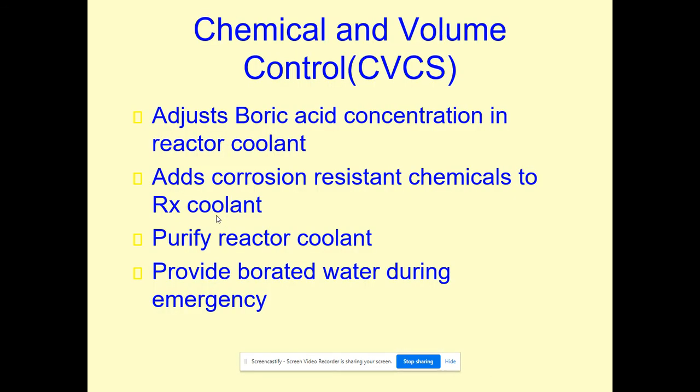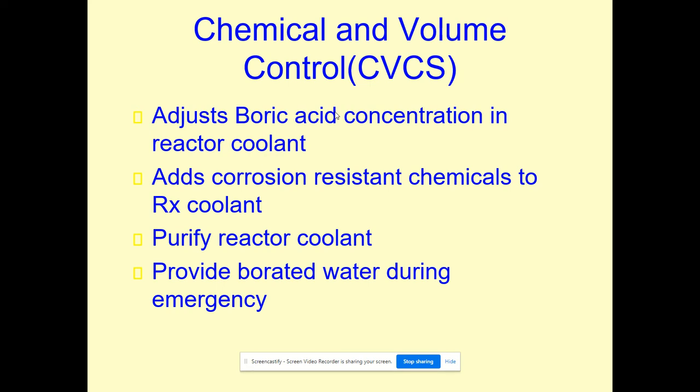So now we're going to switch over to CVCS, which is the PWR equivalent. So it does all the things that we just talked about with reactor water cleanup, and it has a couple more functions in a pressurized water reactor. So it's going to adjust the boric acid concentration. So we talked about this before, right? The PWR always has boron in the reactor, just slowing the reaction down.